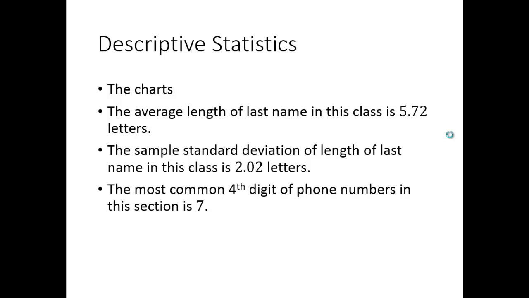Something else you can do would be called a mode. I'm not using that word here, but that would be the most common. I chose 4th digit of phone numbers. The section that was a 7 here. So I was saying that if we looked at 4th digit, that 7 was sort of the most common. That would be the mode.